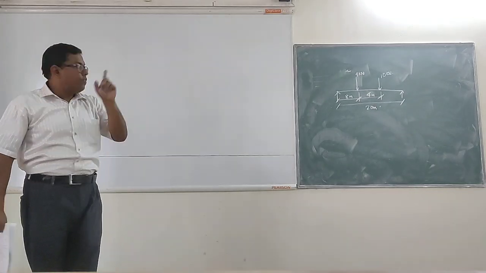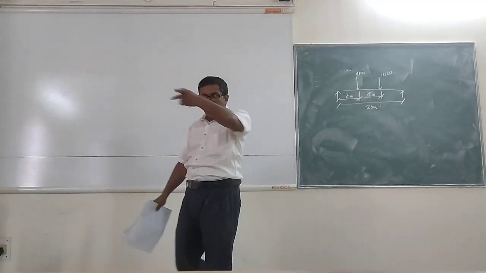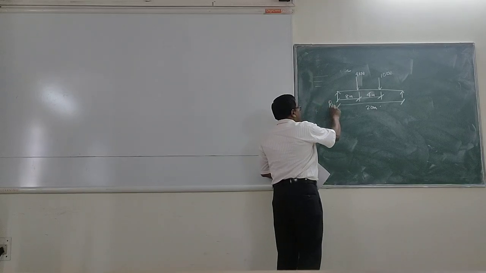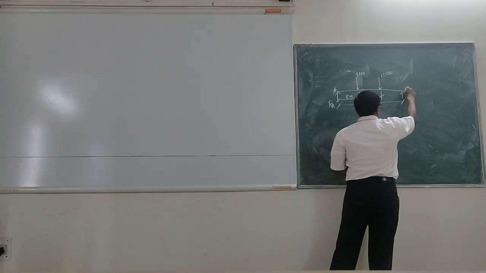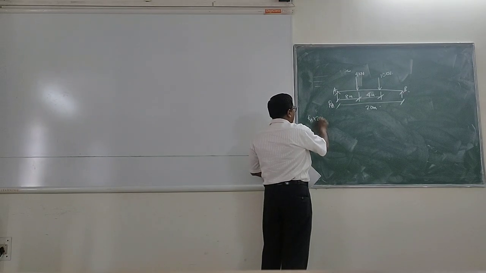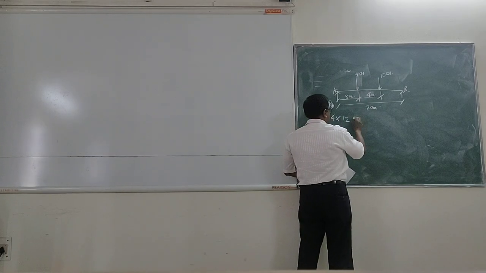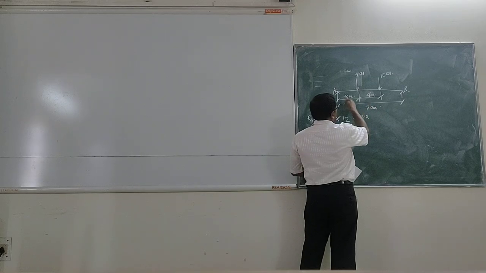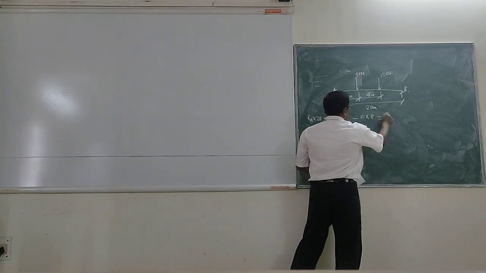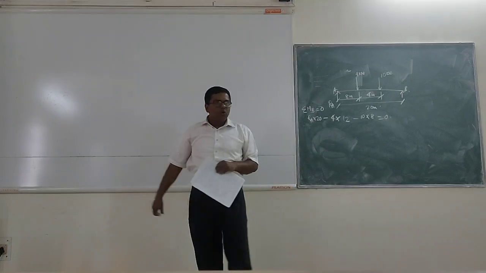And what is the first step? First step is you have to find the reactions R1 and R2. So find out RA and RB. If I take moments about B, RA into 20 minus 4 into 12 minus 10 into 8 should be equal to 0. What I am doing is taking moments of all the forces about B equal to 0.